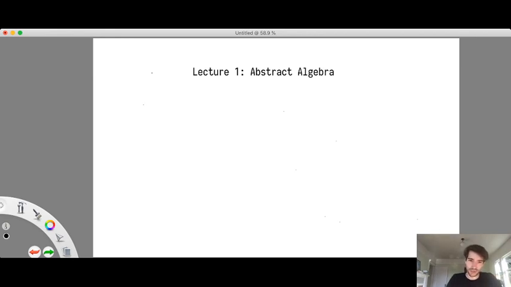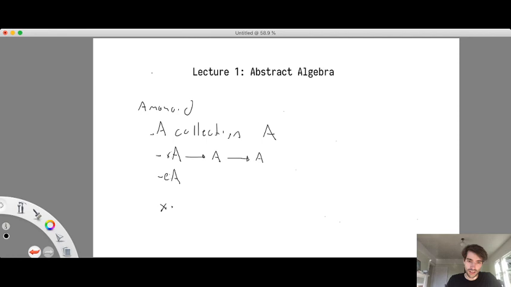So a monoid is a collection A. We can think of this roughly as a set, but I'm not saying set for reasons that I'll get into later. An operation, A to A to A, and an identity in A. Let's call this times, and let's call this E. Such that this multiplication is associative, and E acts as an identity to this multiplication. That is to say, x times (y times z) is equal to (x times y) times z, and E times x is equal to x is equal to x times E.